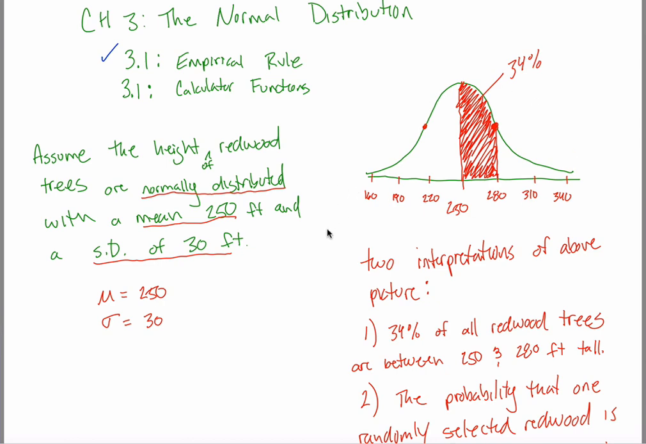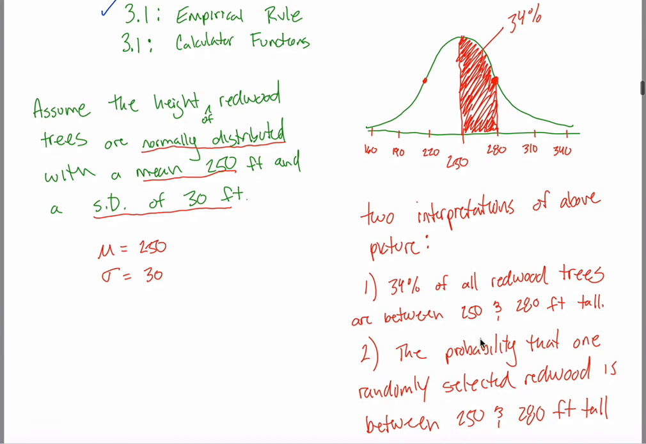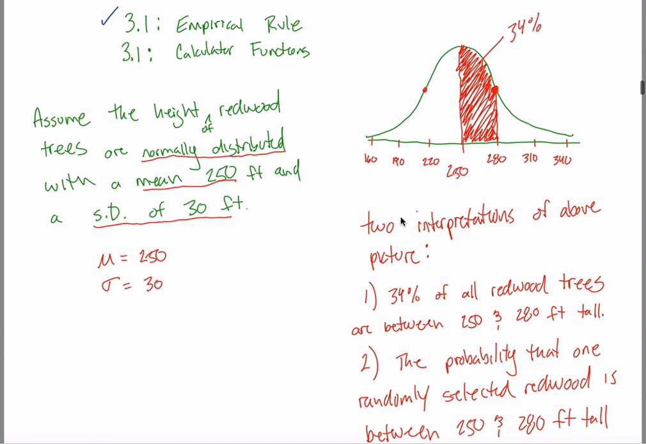The second thing is to be able to interpret what it means when you shade in regions of that picture. There are two different interpretations of the shaded region, and we'll get into that more in this video. In the last video, I just said pretend this was shaded in, and somebody told you that area was 34%, and you were supposed to know that that means either of these two things here.